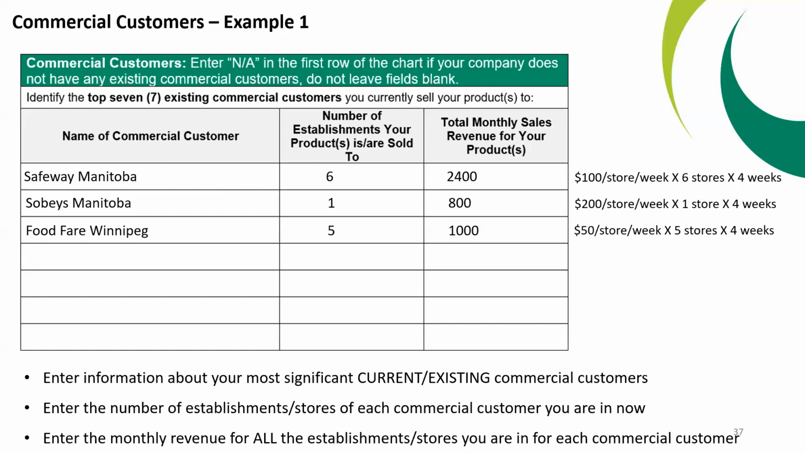So just to give you an example, let's say right now we're in Safeway, Manitoba, in 6 of their stores, and we're doing about $2,400 per month for those 6 stores. That's calculated by saying we're doing $100 per store per week times 6 stores times 4 weeks. Then Co-op Manitoba, we're in 1 store and we're doing $800 a month. So that's $200 per store per week times 1 store times 4 weeks. And then Food Fair Winnipeg, we're in 5 stores and we're doing $1,000 a month. So the same calculation there.